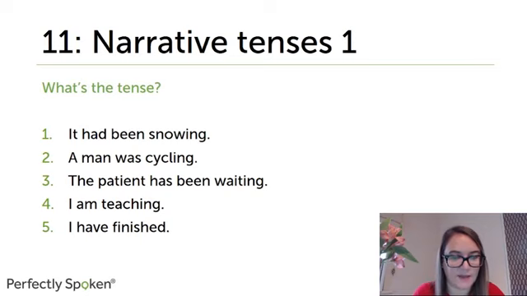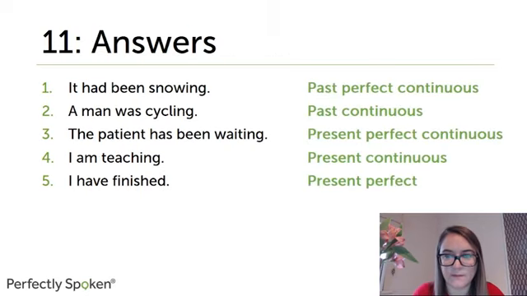Okay, let's have a look at this together. Okay, so number 1, it had been snowing is past perfect continuous. Number 2 is past continuous. 3, present perfect continuous. 4 is present continuous. And 5 is present perfect. If you're not sure about any of these, it's a really good idea to go back and have a look again at lesson 11 because we do talk about them in more detail in the lesson.